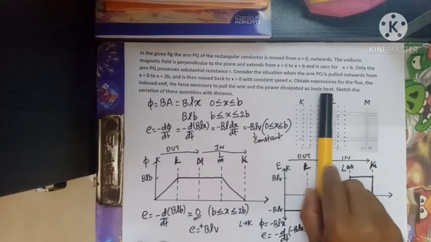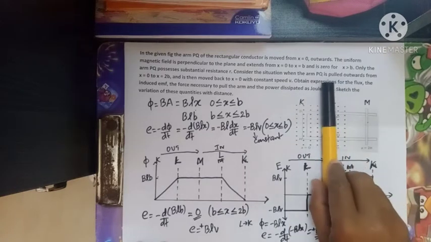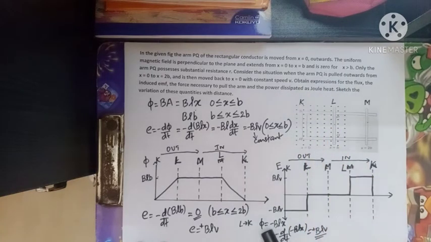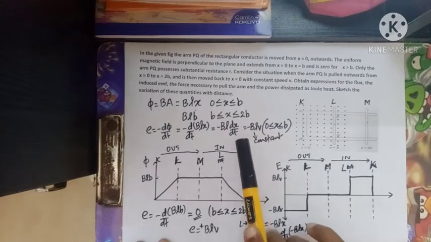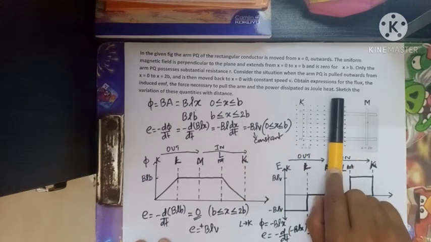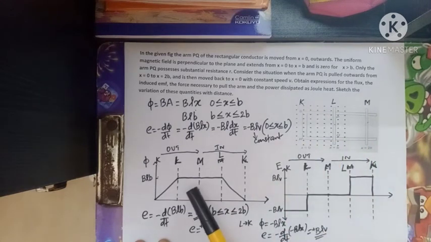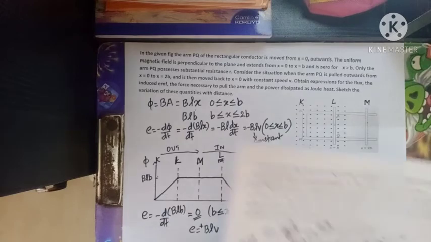From K to L, flux increases and we got a negative EMF. From L to K, flux decreases, which we indicated by minus BLX, and then EMF will be plus BLV. These are the values of induced EMF and flux in the different regions: K to L, L to M, M to L, and L to K. We have plotted a graph of flux as well as the induced EMF. Now we need to plot graphs for current, force and power.